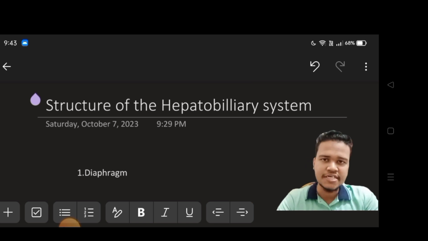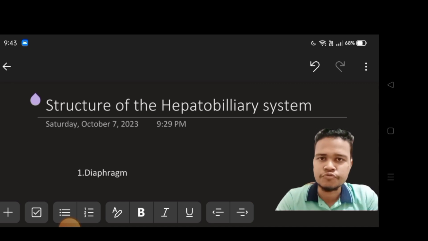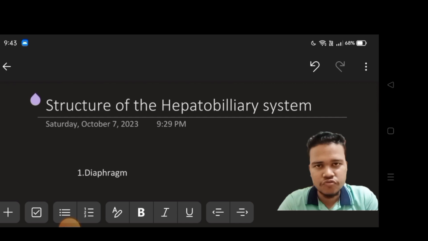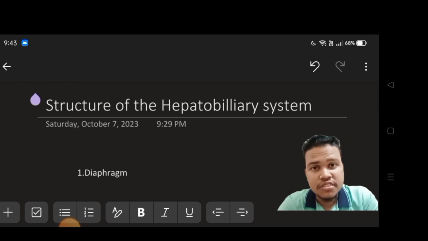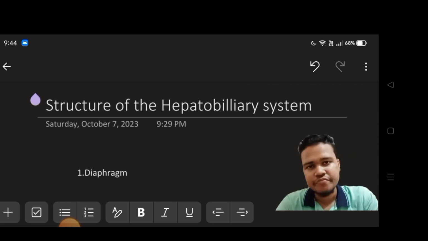Today we will discuss the structure of the hepatobiliary system. The word hepatobiliary is composed of two words: one is hepato and the other is biliary. Hepato or hepatic indicates liver. So if you want to mention the cell of the liver, you can say just hepatic cell.